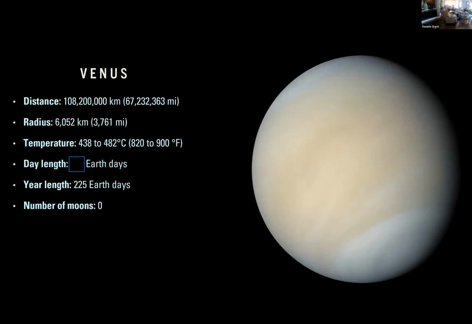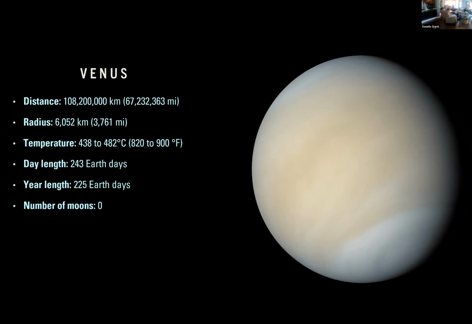All right. So here's Venus. Anybody want to give us a guess on a day length? Colin? 360. Want to take a second guess, Liam? 60. All right. Let's see. 243 Earth days to have 1 day on Venus.